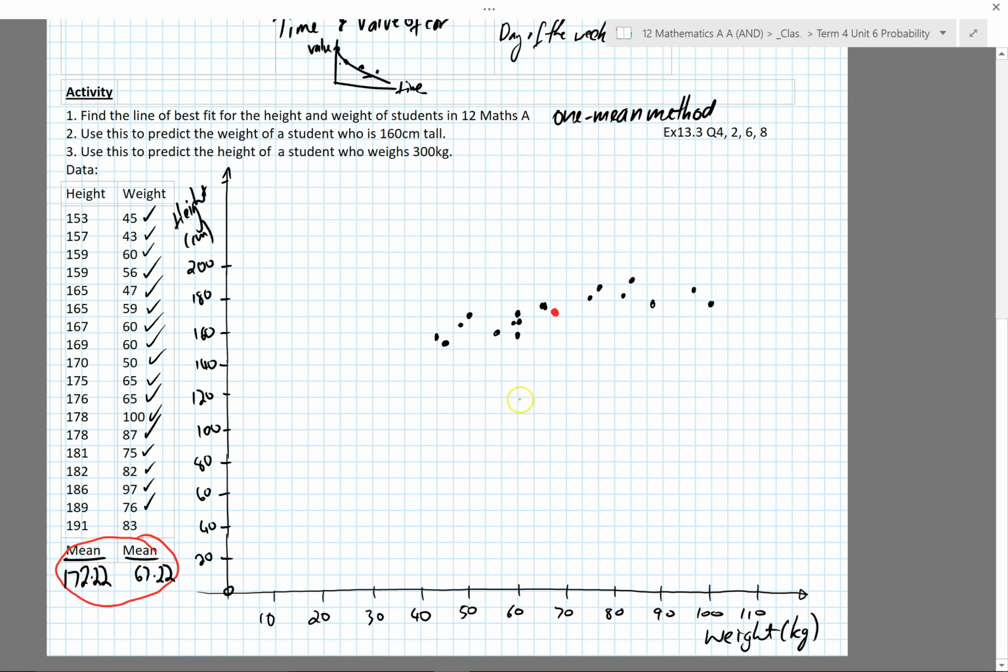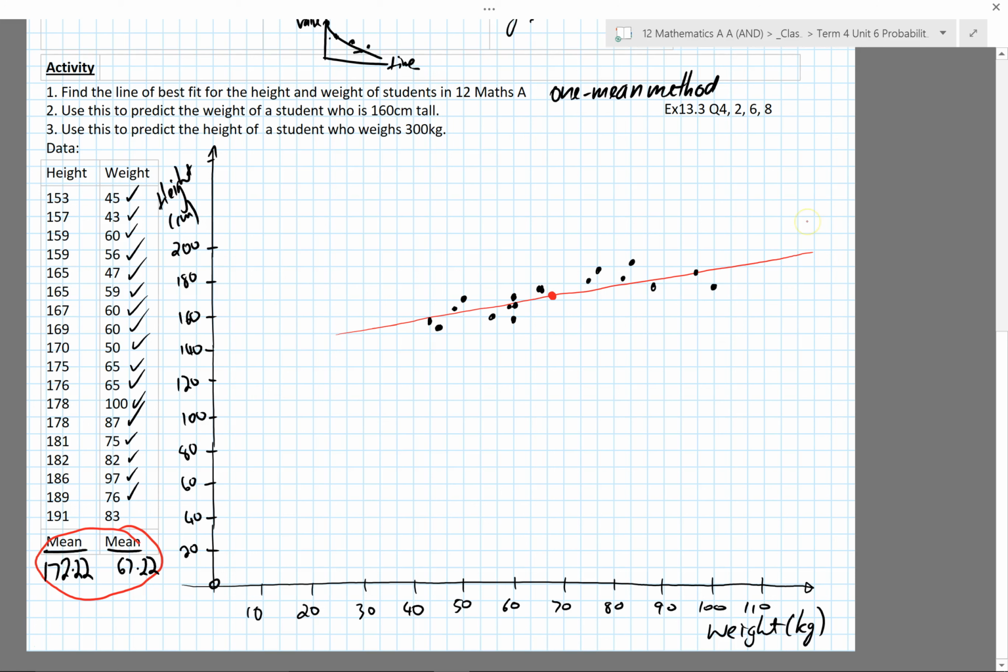So my line of best fit could be any of these lines, as long as they pass through that point. Obviously, I'm not going to choose either of those. I get my ruler out, try and make sure that I have an even number of points roughly either side of this red dot, and I go ahead and draw a line of best fit passing through that point. Obviously you can do it better because you have paper. That's roughly what my line of best fit would look like using the one mean method. Remember, this point gets plotted here, and then we use that to find the line of best fit.